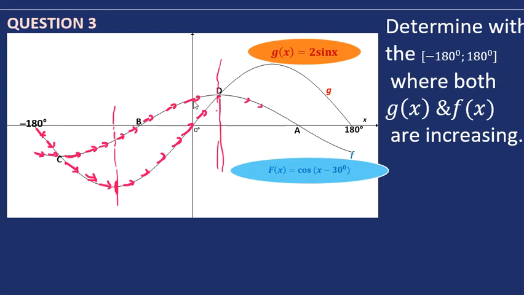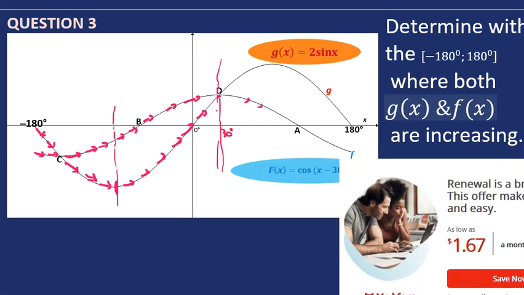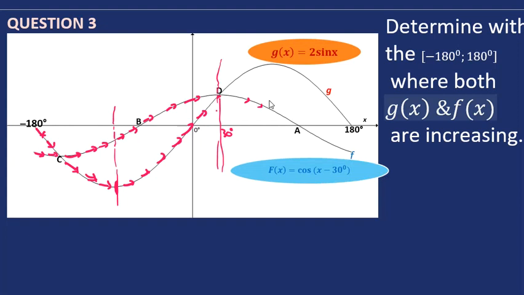Of course, we know that D is at x equals 30 degrees. Now the question is, what is the x value of this turning point? The turning point of sine x, remember the graph of sine x hasn't shifted. So the turning point will be at negative 90 degrees.